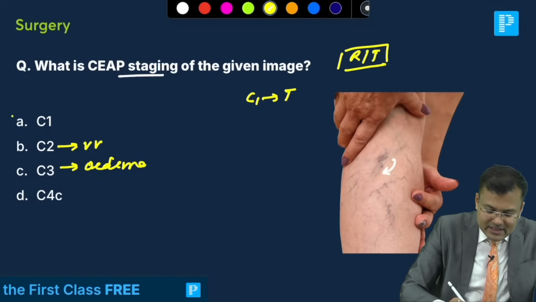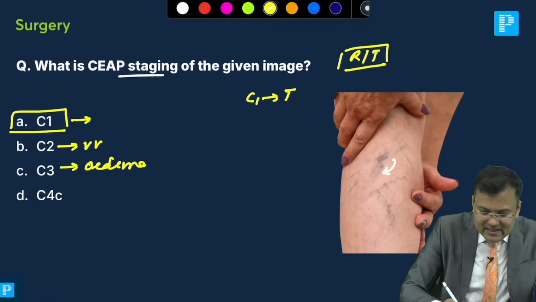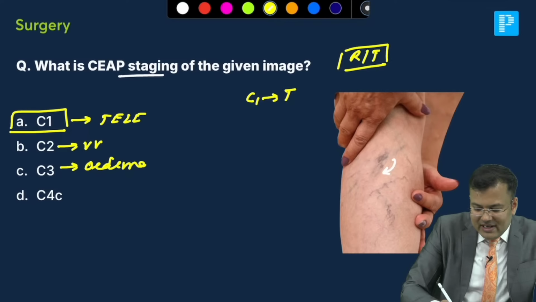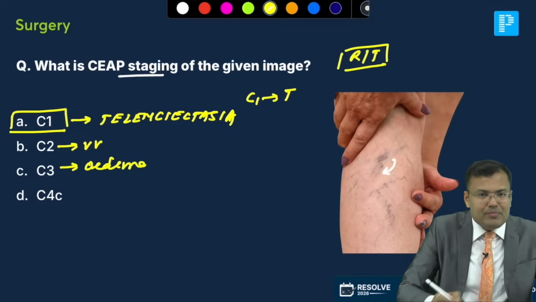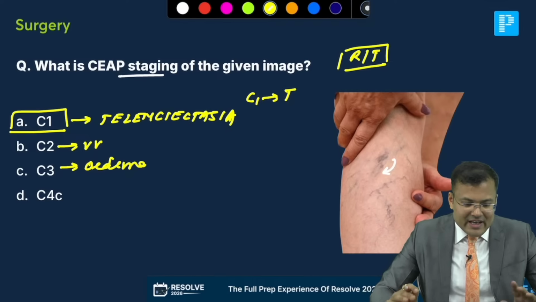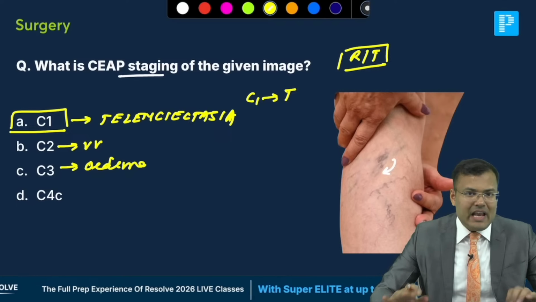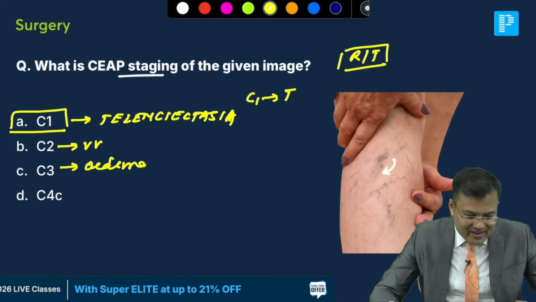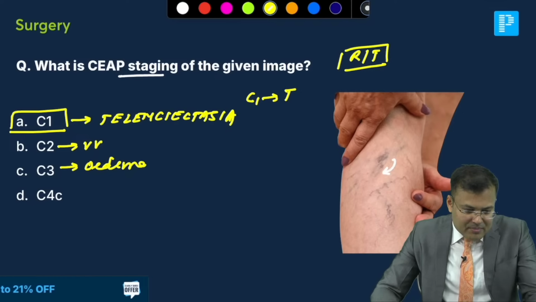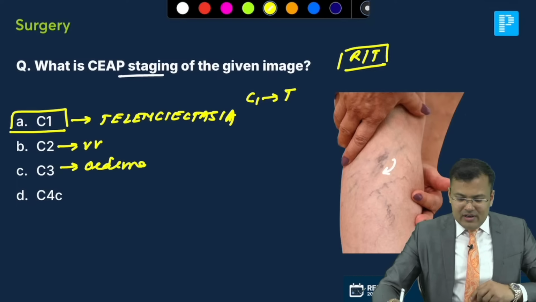So guys, here what is the correct answer? Since here there is telangiectasia, that's why the correct answer is option A, that is C1. Clear? Anybody who wants to add something in the language of question, please message. Okay, so Sarthak, Megha Singh, Bluey, everybody, very good. So welcome back guys.